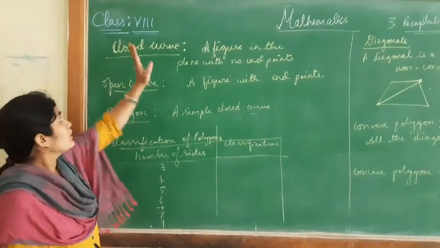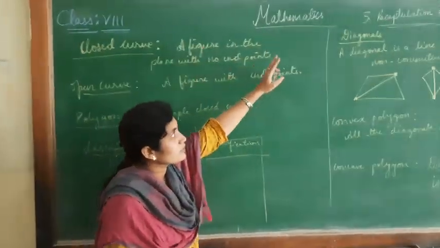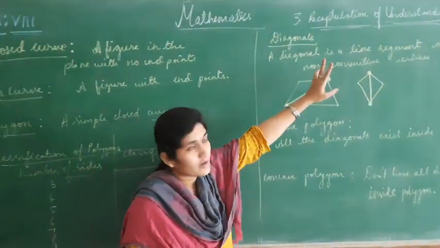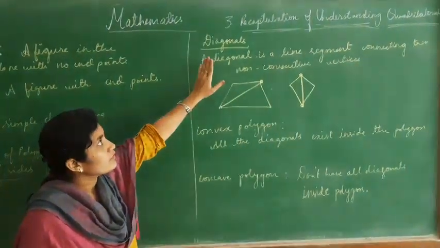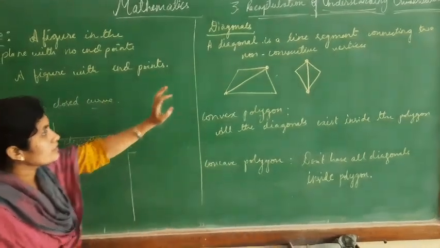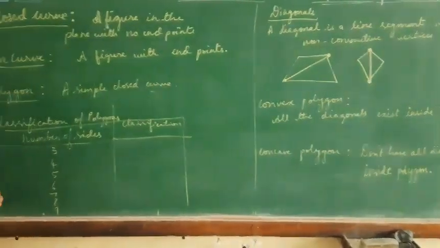Hello children, today let us start class 8 mathematics chapter 3, recapitulation of understanding quadrilaterals. Here we are revising understanding quadrilaterals. In this, some of the basic concepts are given.